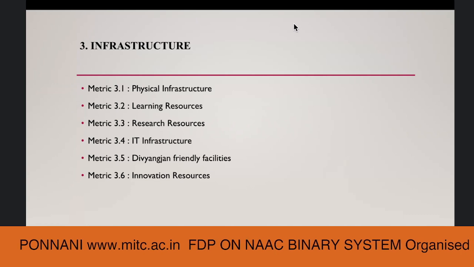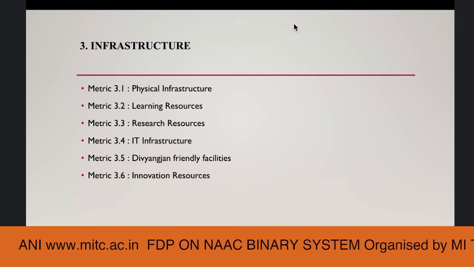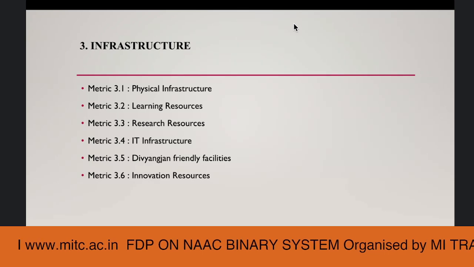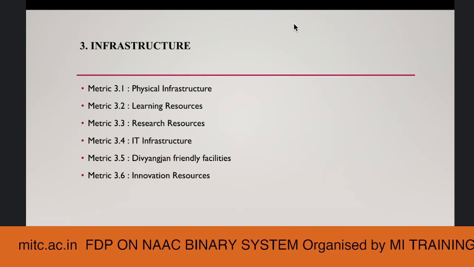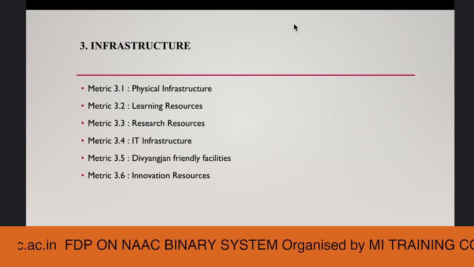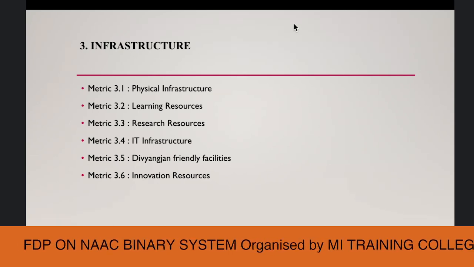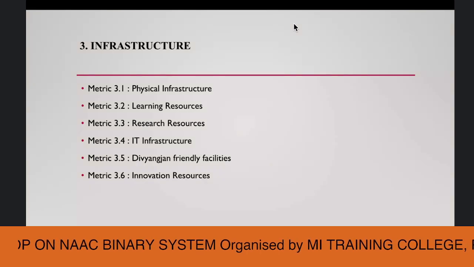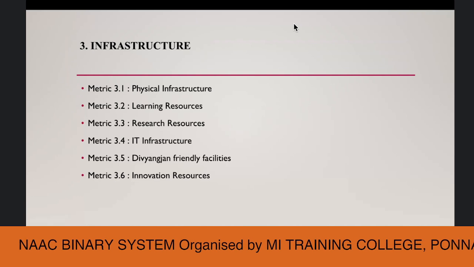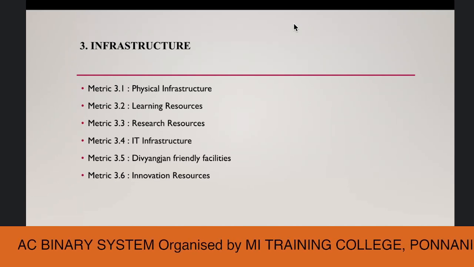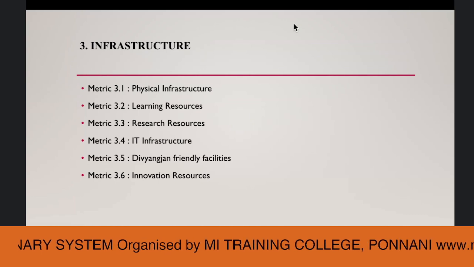The next aspect that we are looking into is the infrastructure. Infrastructure has these areas that we are looking into. The first is the physical infrastructure. I'm not going to explain this too much, because we all know the minimum physical requirements as laid down by each of the statutory bodies, whether it is NCTE, whether it is AICTE, whether it is UGC. The minimum statutory requirement has to be followed, the norms have to be fulfilled when we are talking about infrastructure facilities to be provided to the students.